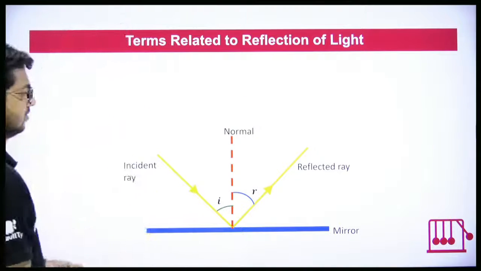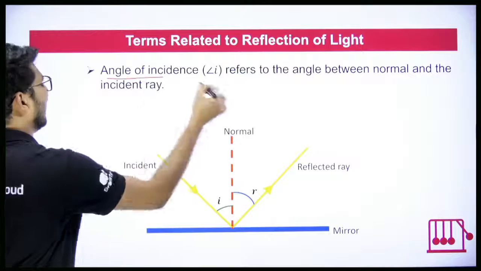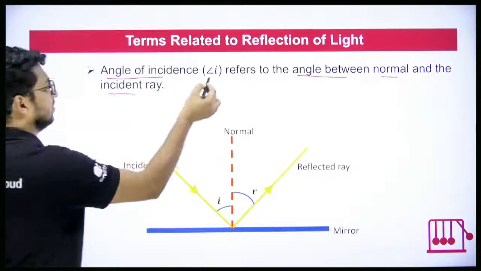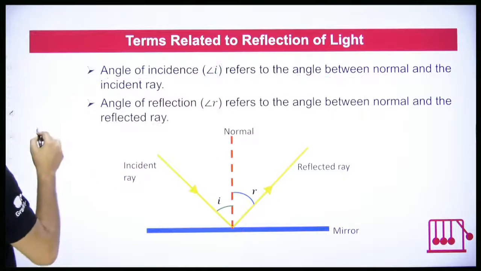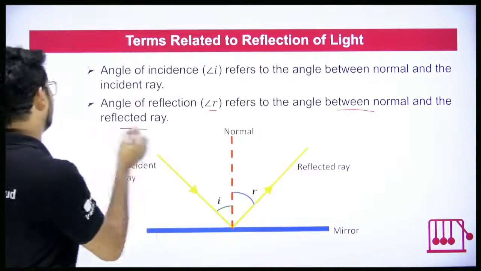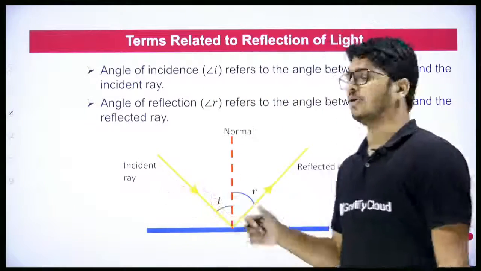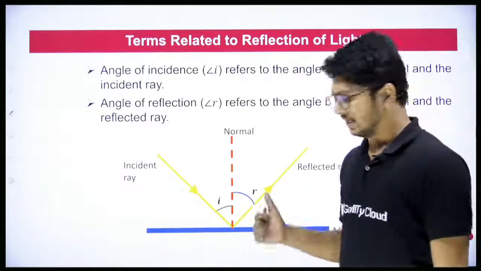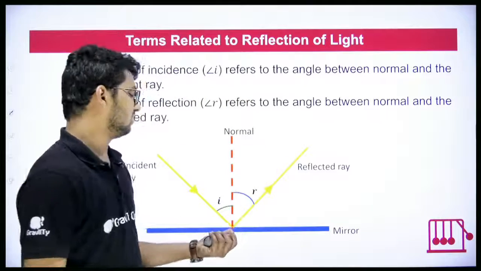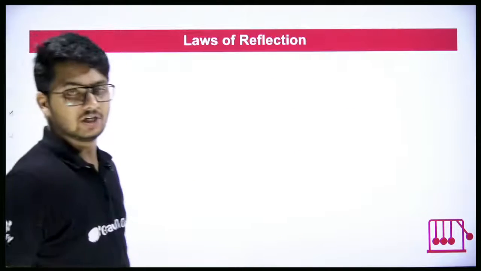Now some terms. I think we have discussed that already. Here we are talking about angle of incidence. It refers to the angle between normal and the incident ray. The symbol is small i. And angle of reflection, r, refers to the angle between normal and the reflected ray. Simple enough. So we know all the terms: incident ray, normal, reflected ray, angle of incidence and angle of reflection. The main terms. And obviously there is the point of incidence, this point. Okay, good. Now we'll go into the laws of reflection.